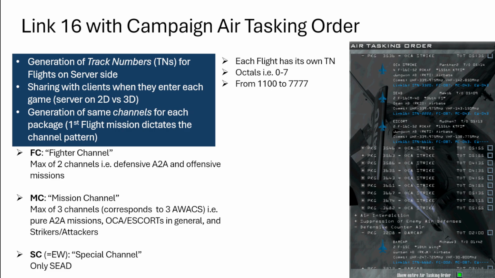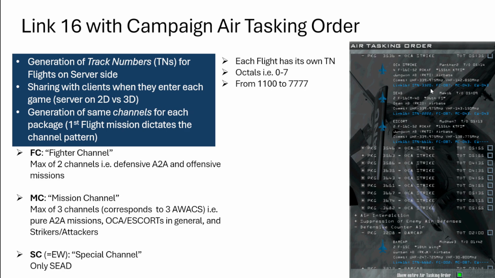A track number is a PPLI ID. A source track number is what you put in your MIDS. So this guy here, OCA Strike, a ROCF, is one of these not so advanced MIDS, and has a track number which is going to be used, 3320. The flight gets a track number of 4 digits, which follows the rule of 0 to 7, it's octal, but starts from 110 up to 7777, the flight.